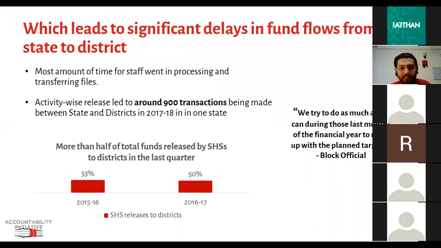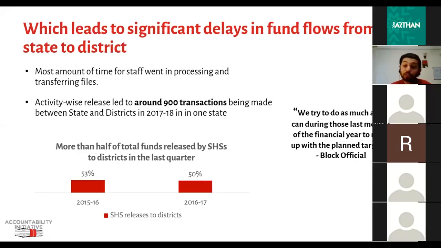Now, when money reaches very late, it's hard to spend, and this adds to another problem, that of weak capacity. Typically, these block officials, there are vacancies. So often one block official has to do a vacant block official's work also. So this is double the work that they have to do. And this is called having an additional charge. And you see this in nutrition especially. And this is just adding to the level of delay that already exists.